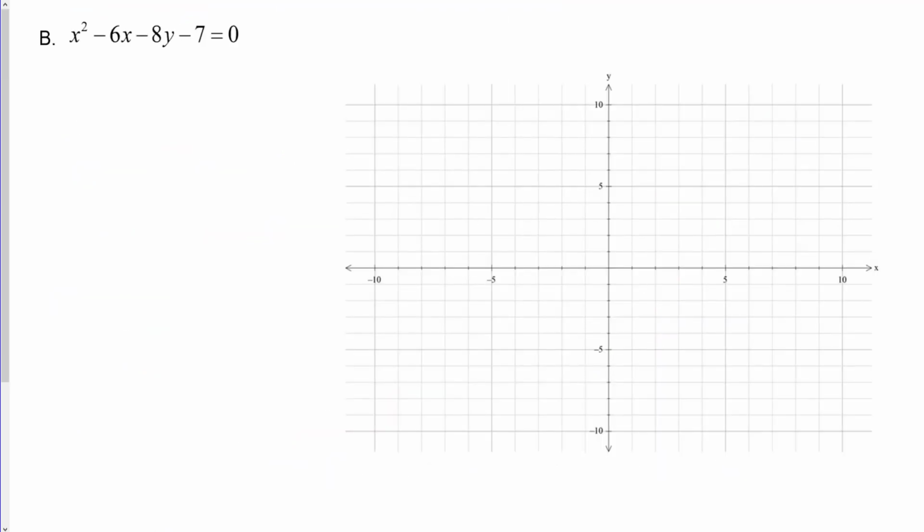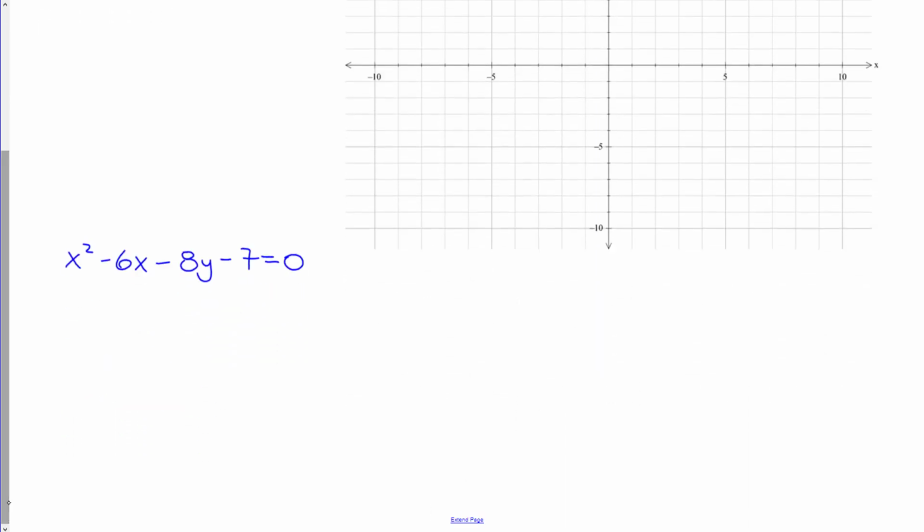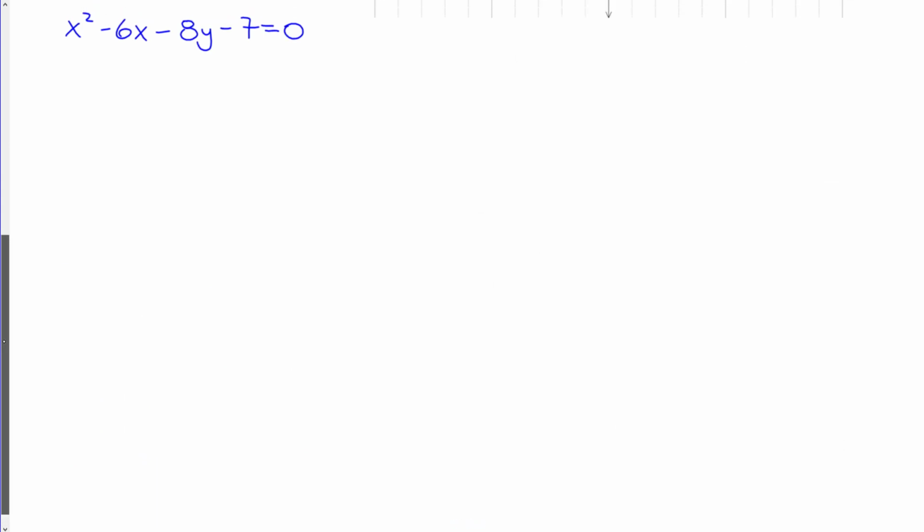B, x squared minus 6x minus 8y minus 7 equals 0. All right, so again, let me copy it down here, and I'll work with it. There's only one squared variable, so I'm pretty sure it's going to be a parabola, but let's try and figure out what we can about it.